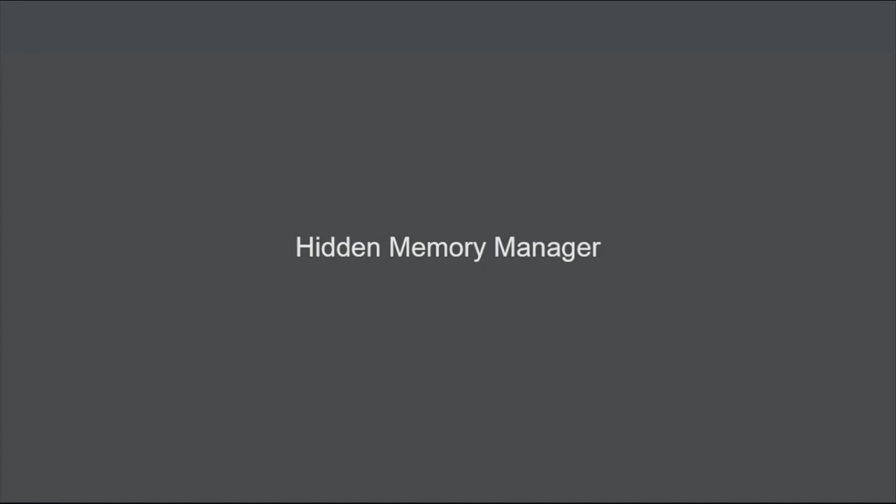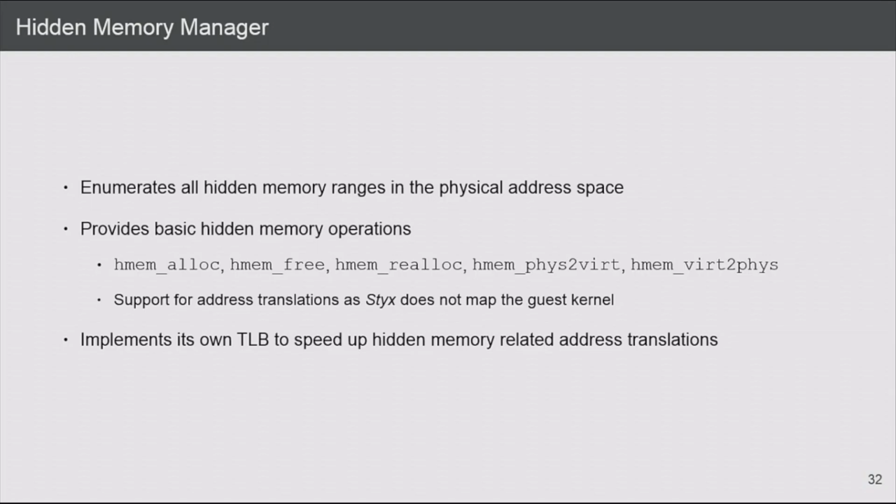So I've talked a lot about hidden memory, so I think it's time to shortly introduce our hidden memory manager, which is basically responsible for enumerating all hidden memory ranges in the physical address space, as well as providing some basic hidden memory operations like, for example, allocating or freeing memory, as well as supporting basic address translations, since we cannot rely on kernel functionality because our hypervisor is not allowed to map the kernel at all. Furthermore, we implemented our own translation look-aside buffer simply to speed up hidden memory-related address translations.